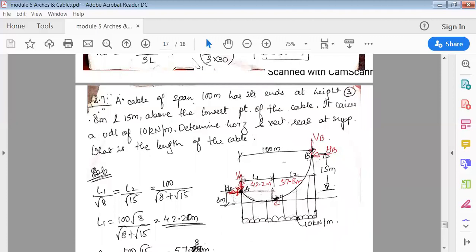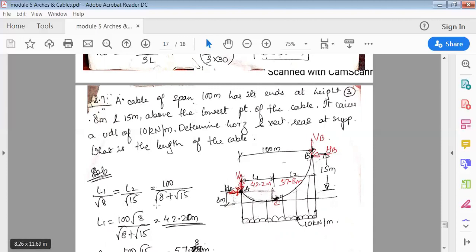So we know that here L1 divided by square root of A1. Okay, so this is 8 meter, square root of 8. So L1 divided by square root of 8, L2 divided by square root of 15 is equal to total length. How much is the total length here? L1 plus L2 is 100 meter. Then add both the square roots, so it is square root of 8 plus square root of 15.